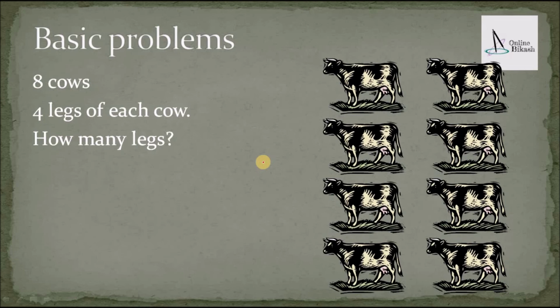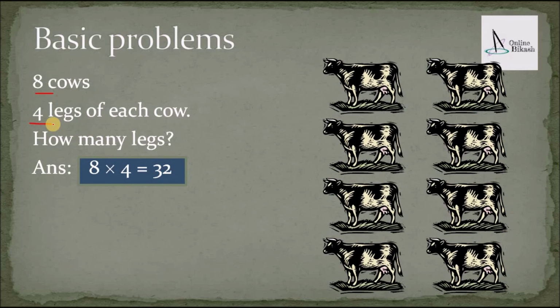Now total how many legs? Without counting, you need not count it. Don't count 1 2 3 4 5 6. Don't count like that. You will have to do this using multiplication. Think. You see this one. How many cows? 8 cows. How many legs? Each cow has 4. So our answer will be 8 times 4 equals what? 32. 8 fours are 32.